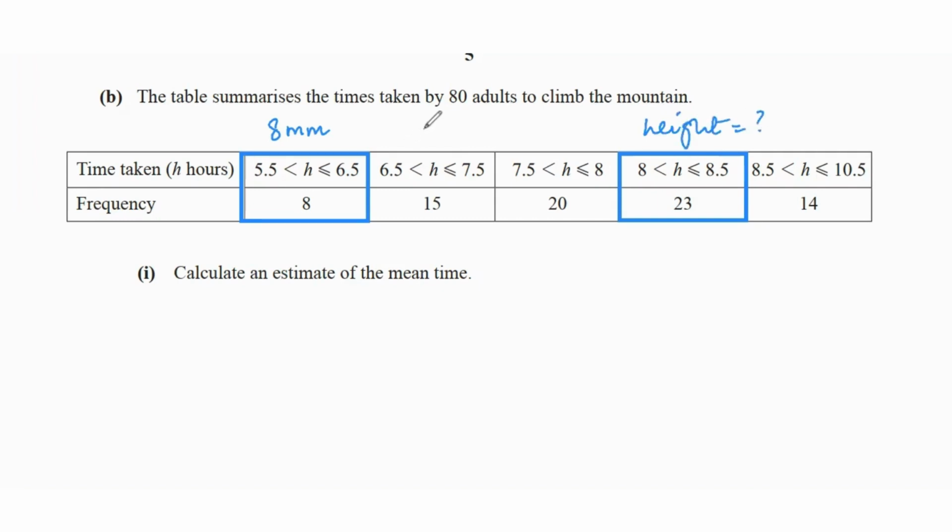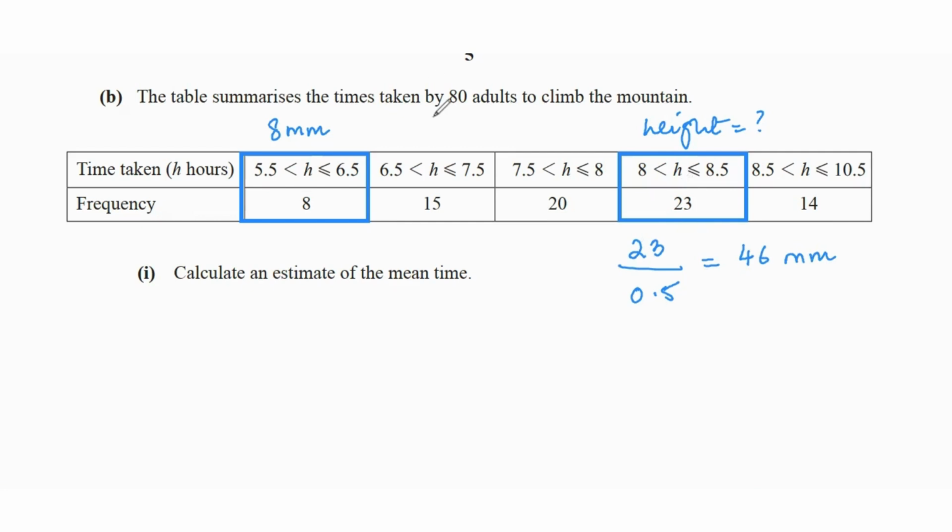So what we're going to do is divide the frequency by the class interval. So frequency is 23 divided by the class interval, which is 0.5. So 23 divided by 0.5 is going to be 46. So 46 millimeters is your height.